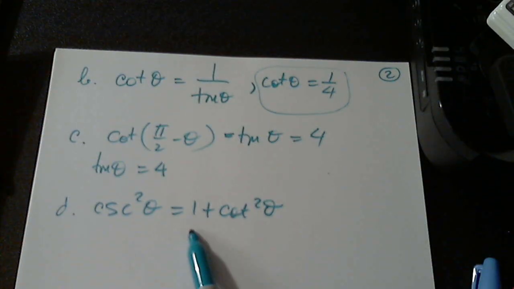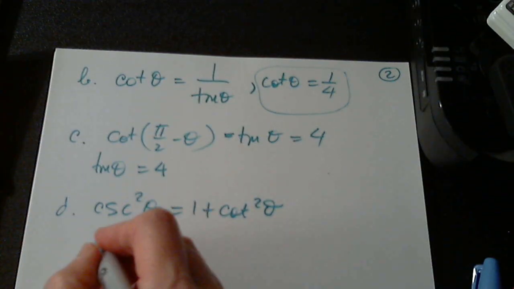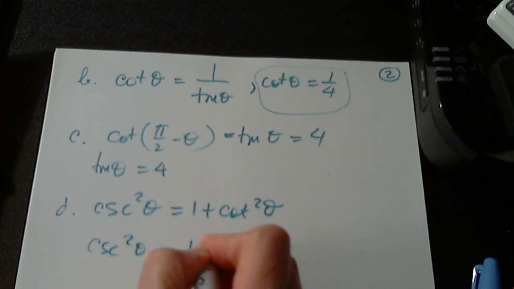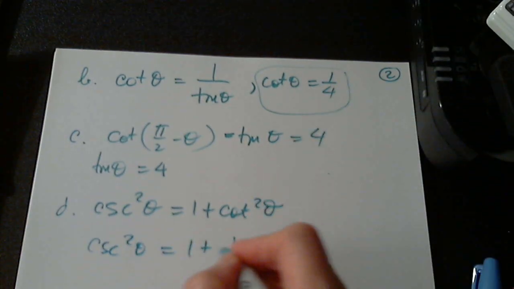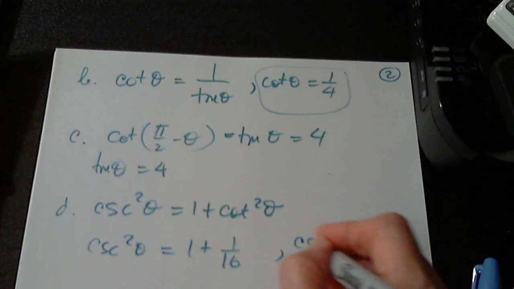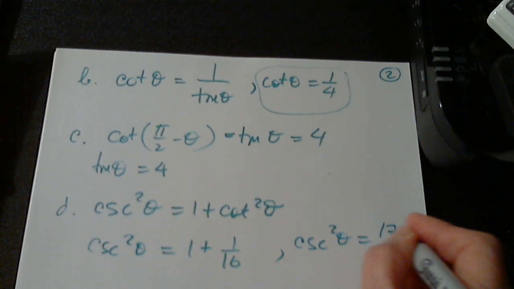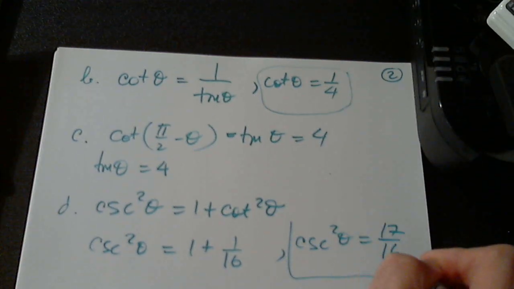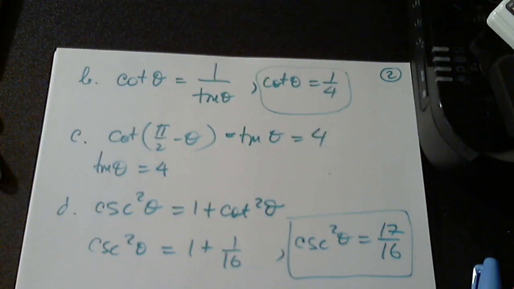One over 16 plus 1. So then cosecant squared theta is 1 plus 1 over 16. So 16 plus 1, 17. So cosecant squared theta is 17 over 16. And that's it. Any questions?